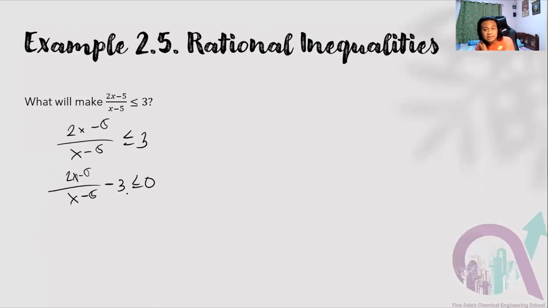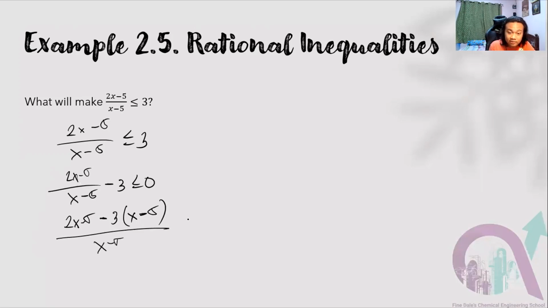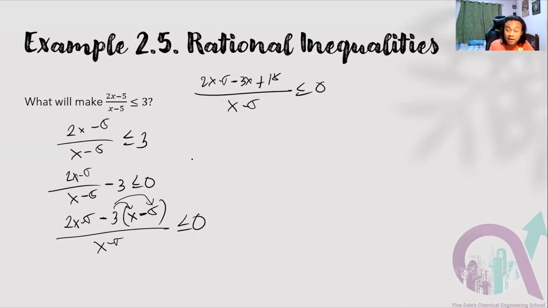After that you have to combine these two. So you have 2 over x minus 5, minus 3, and x minus 5 over x minus 5. Distribute the 3, so 2x minus 5 minus 3x plus 15 over x minus 5. Combine: 2x minus 3x is negative x, so negative x plus 10 over x minus 5, greater than or equal to 0. Next we have to test our values.